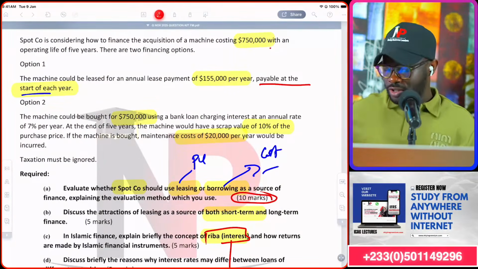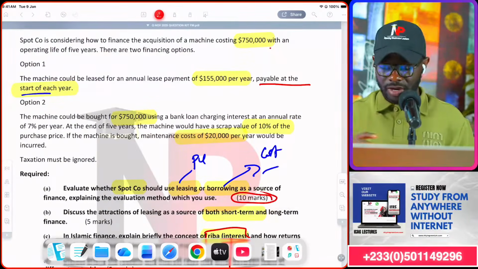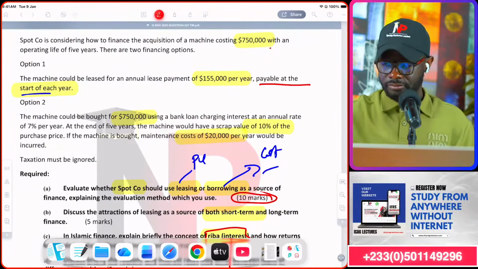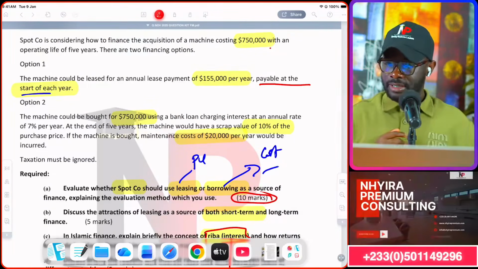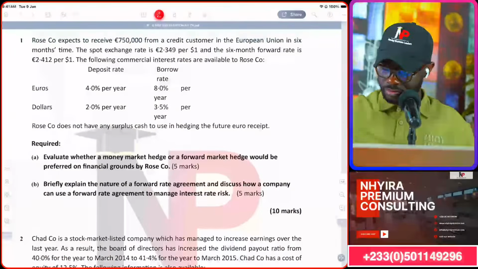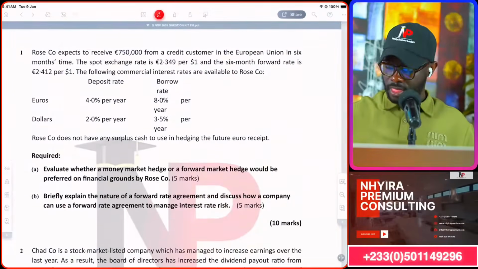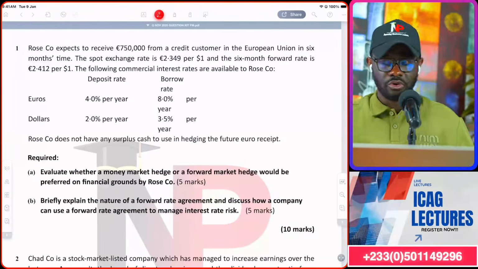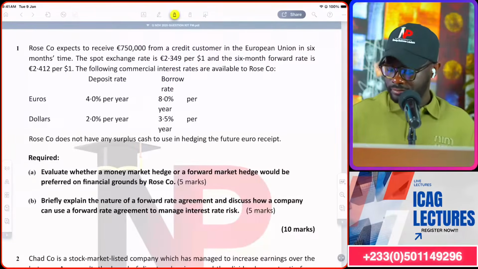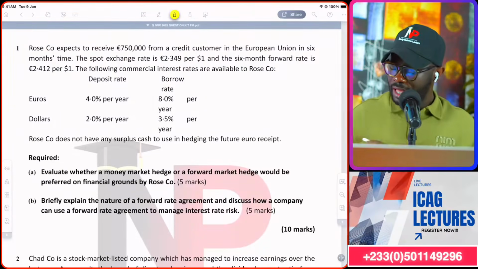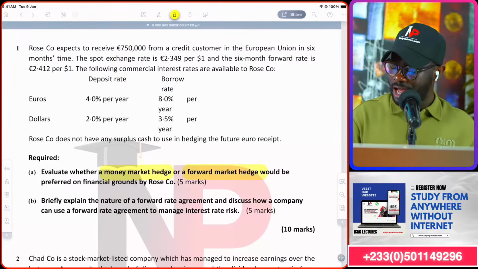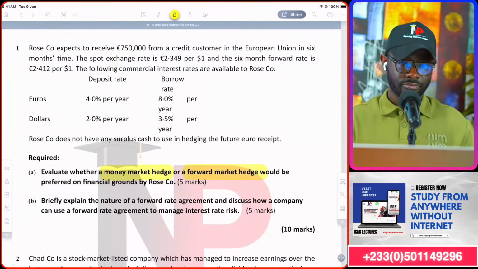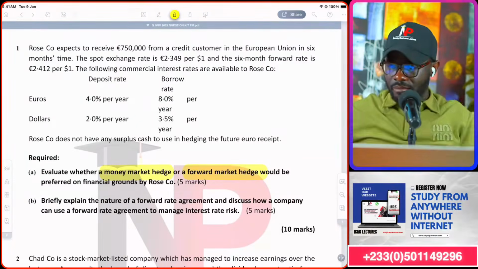All right. So let's go to our next area of discussion briefly, and that is going to be treasury management. Let's see if I can see the question that I want us to go through. It says, evaluate whether a money market hedge or a forward market hedge would be preferred on financial grounds by Rose Co. So let's read a story. Then we can build the understanding there.